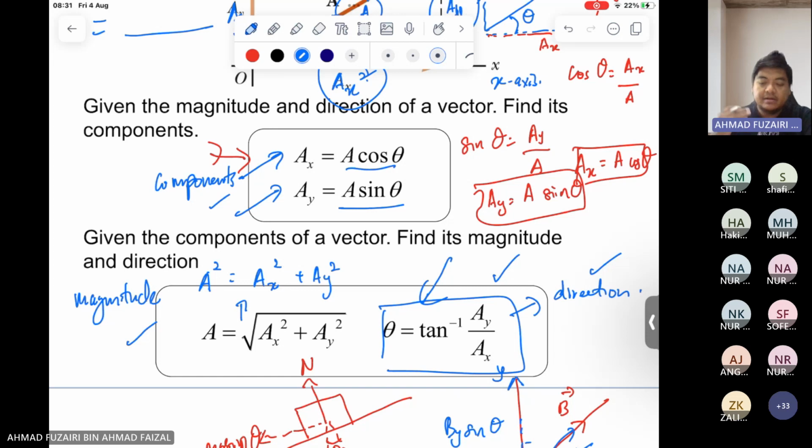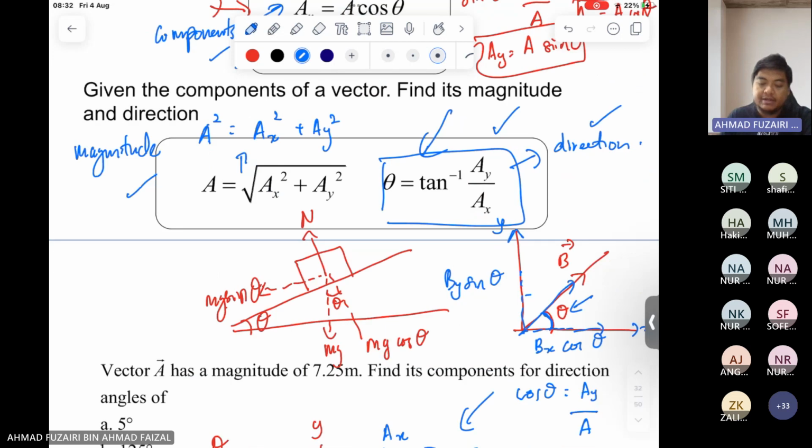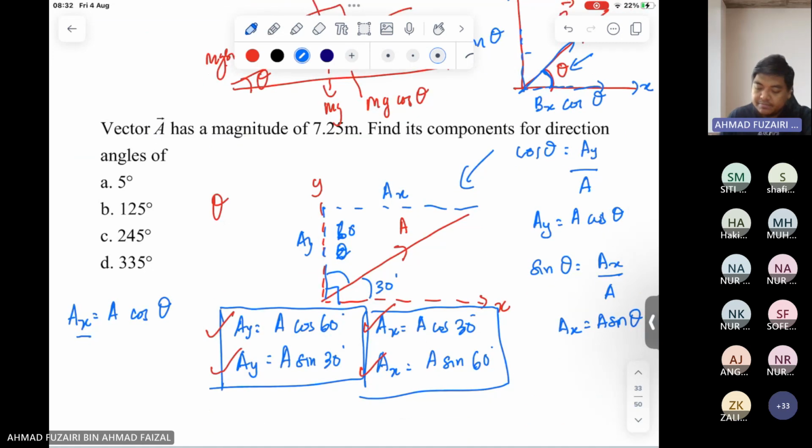Okay, so anything kena faham diagram dia dulu. Tengok angle dia. Bukan semua value duduk main hafal cos theta, sin theta macam tu je. It doesn't work that way. Okay, any question? Ada soalan nak tanya?